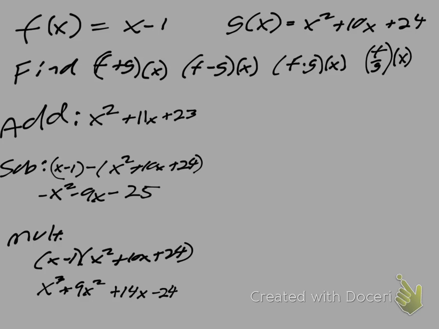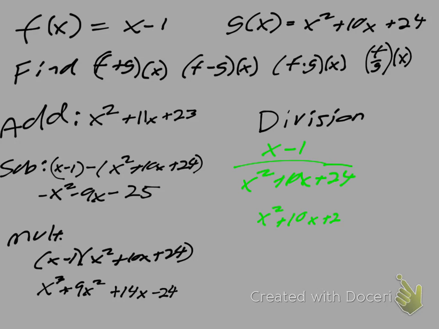Now your division. You take your two functions, x minus 1 divided by x squared plus 10x plus 24. You take that denominator. Now that denominator will always be something that you know how to solve. Whether you remember how to solve it or not is up to you. Beginning of the year, I said there were two things you need to remember throughout the year. One was solving equations. What was the other one?